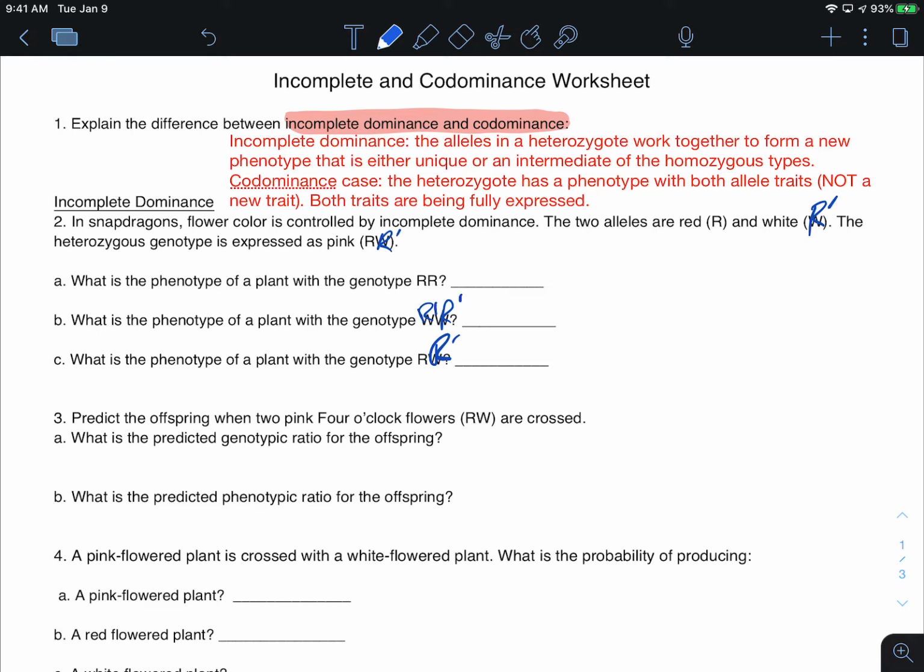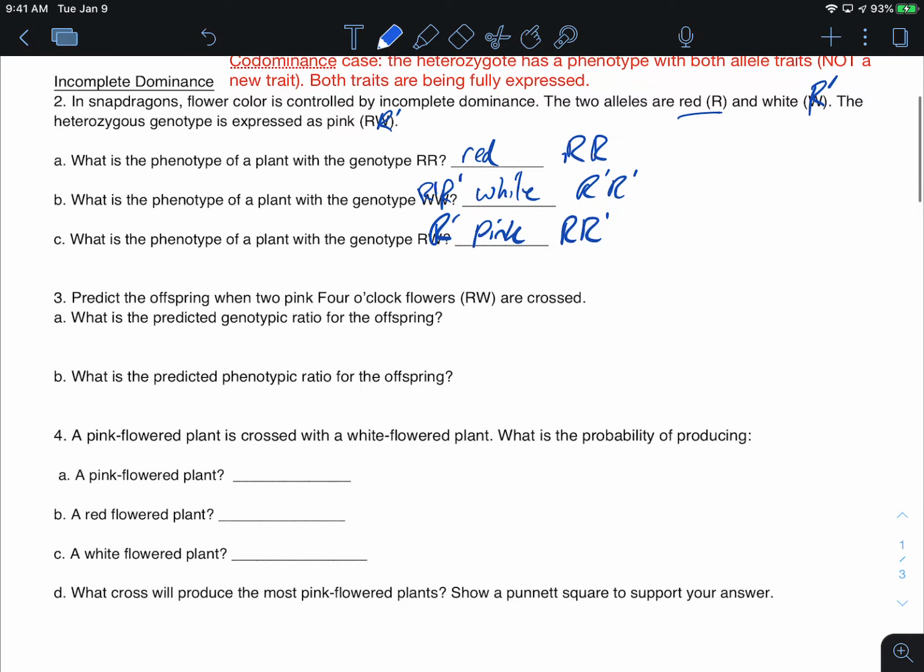So if we have a phenotype of a plant with only the red alleles, we would get a red plant. And the phenotype of a plant with only the white alleles will be white. I'm going to rewrite that as this because it's not very clear. And the phenotype of the intermediate or the heterozygous is the pink. And it was the exact same example we did in our own work. So we'll predict the offspring when two pink four o'clock flowers are crossed. What is the predicted genotype and ratio?